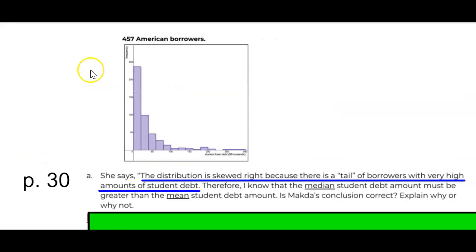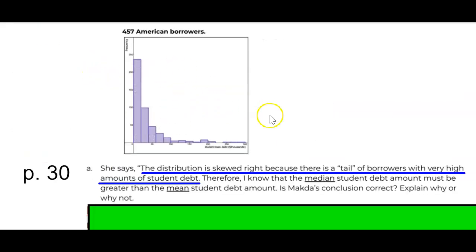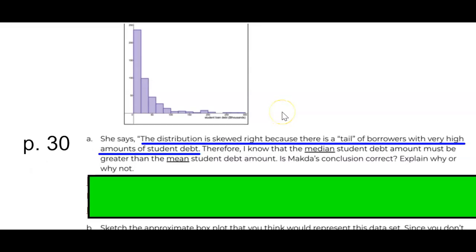Okay, so then on page 30, I've just recopied this graph so you can flip back to it. But she says the distribution is skewed right because there's a tail of borrowers with very high amounts of debt, which is accurate. We can see that here. So therefore, I know the median must be greater than the mean. And we just talked about that.